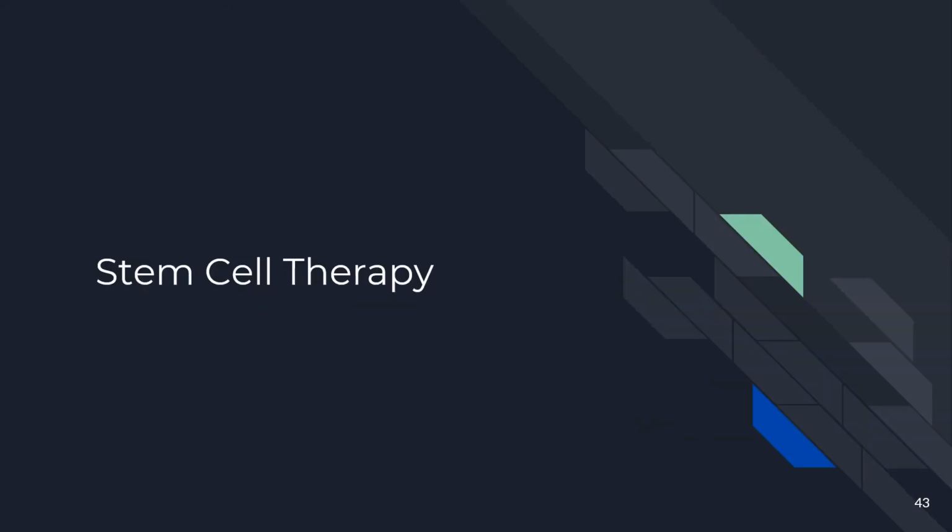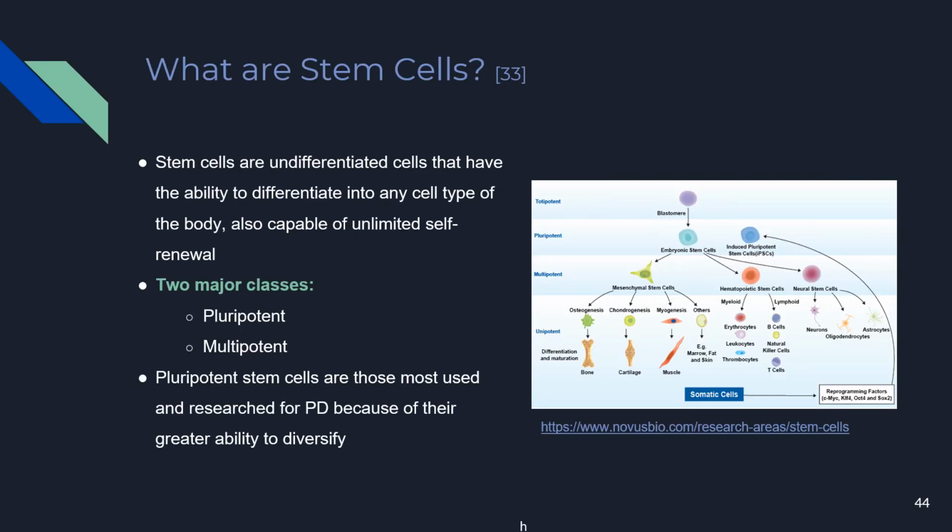The first novel treatment for Parkinson's that we'll touch on is stem cell therapy. Stem cells is a general term used to describe undifferentiated cells that are able to differentiate into any cell type of the body and are also capable of unlimited self-renewal, meaning they can continuously divide and reproduce. There are two major classes of stem cells, pluripotent and multipotent. Pluripotent stem cells are those that are researched and used most when it comes to potential Parkinson's treatments because they are capable of greater diversification.